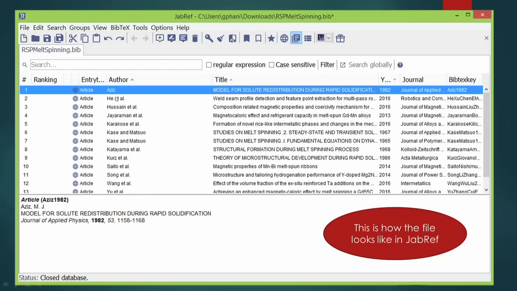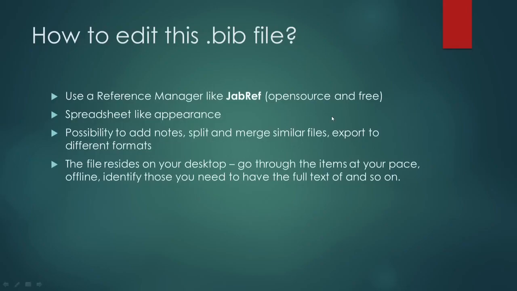So, if you open the same bib file in JabRef, then it looks like something familiar to you, like an Excel sheet or OpenOffice Calc spreadsheet, where each of the bibliographic items appears as a row and different fields as columns. You can search for data within this software. You can also sort them and you can write notes. You can double click on any of the items and add notes for your own reference later on.